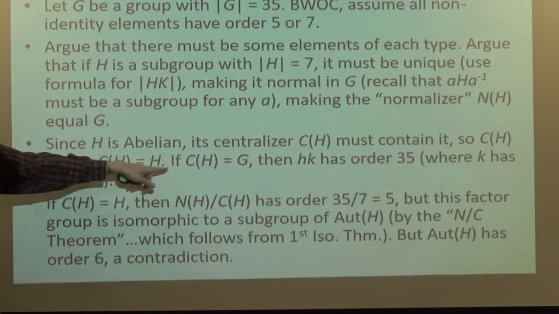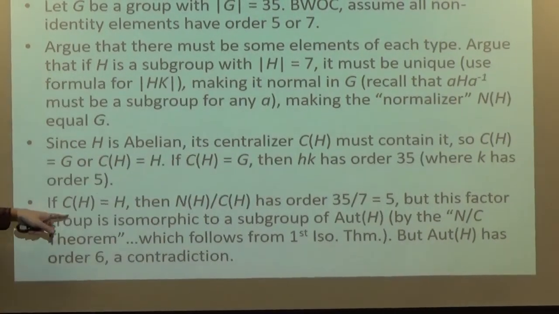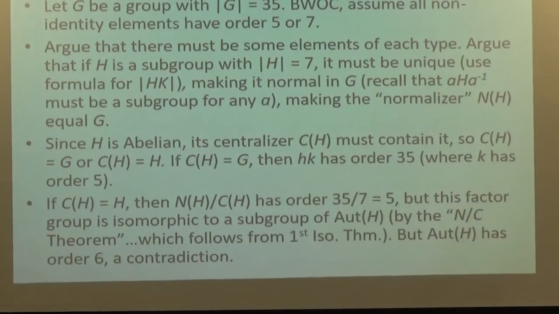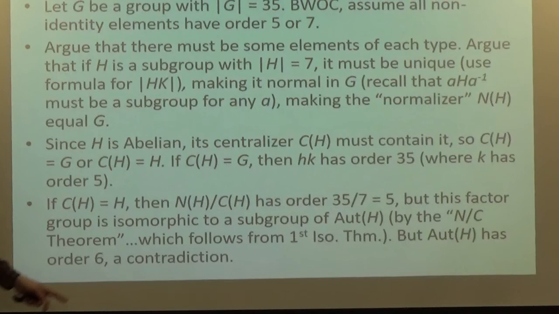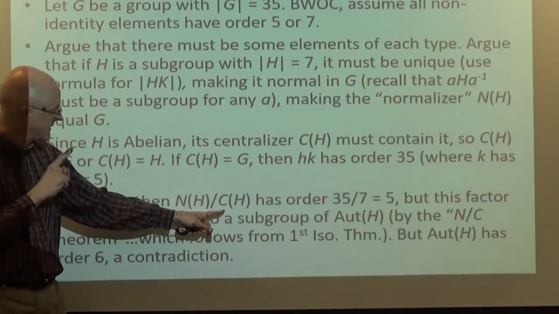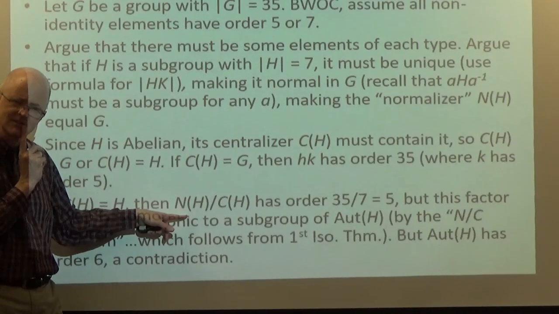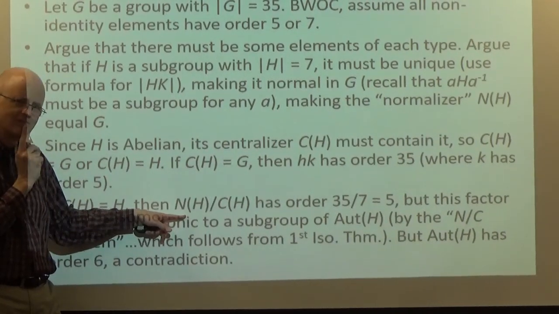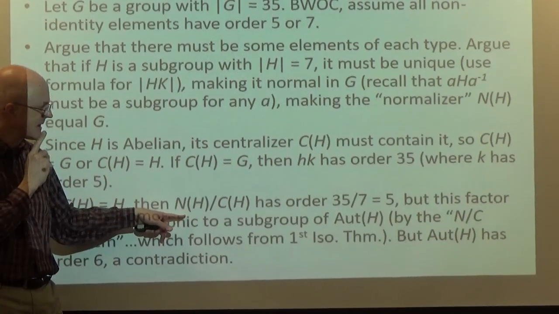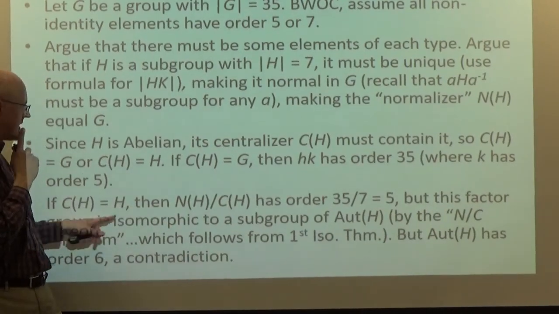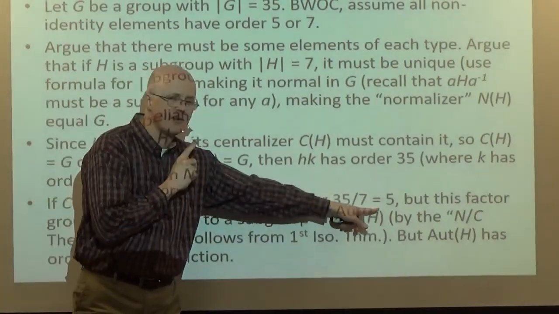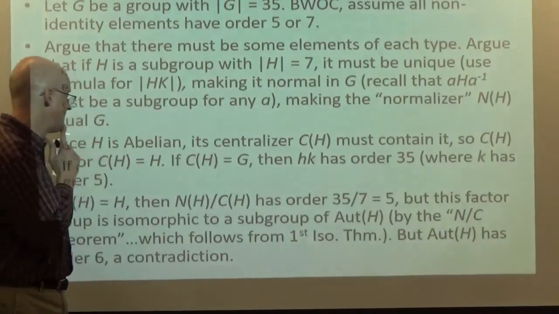So that's one case, if the centralizer equals all of G. What if the centralizer equals just H? Then, it turns out, and this would take proof, the centralizer of H is normal in the normalizer of H. Should make some sense if you think about it. And if this is true, then this factor group would have order 35 divided by 7, which is 5.